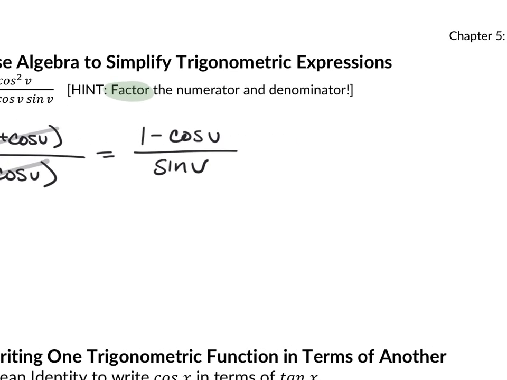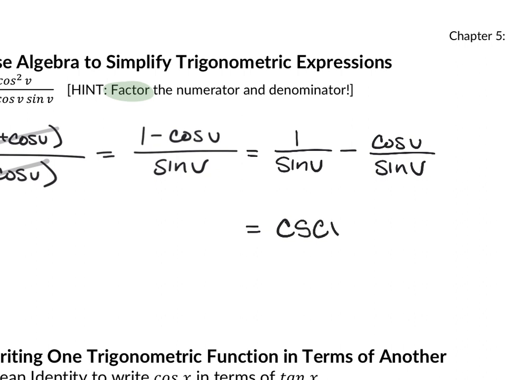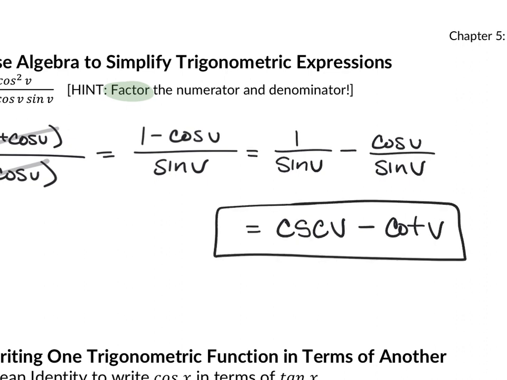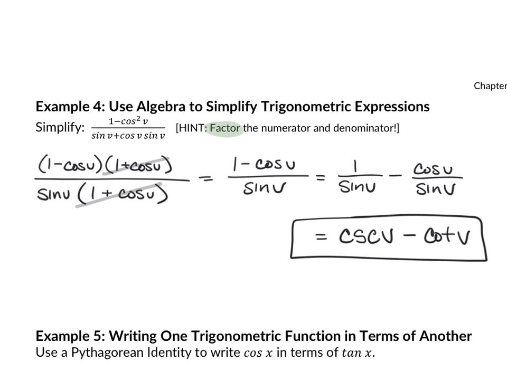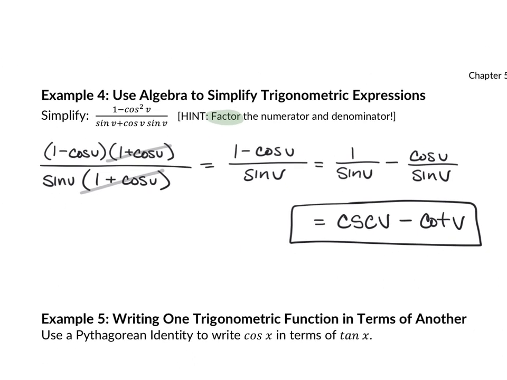Since I have a singleton in the denominator, I can split this at the plus sign. Again, this is only for singletons in the denominator, and basically give that denominator to both fractions. They have a common denominator. Now, 1 over sine of v, if you think about that reciprocal, is cosecant of v, and cosine over sine is cotangent of v. So we have simplified this trigonometric expression by factoring, splitting, and using the reciprocal and quotient identities.